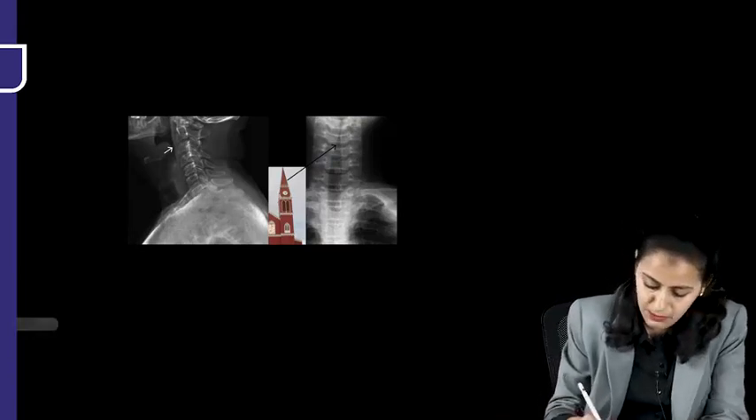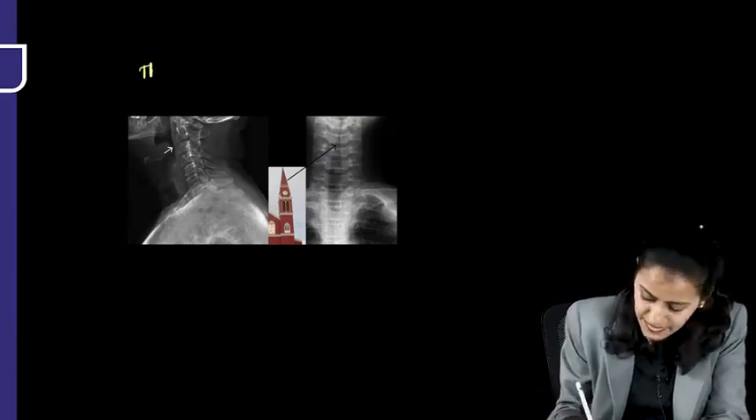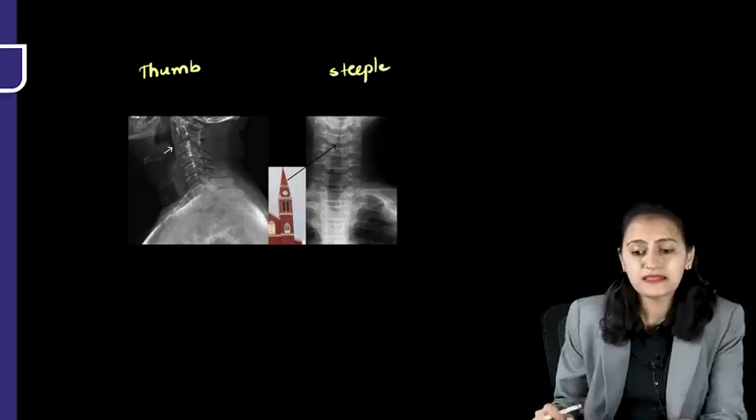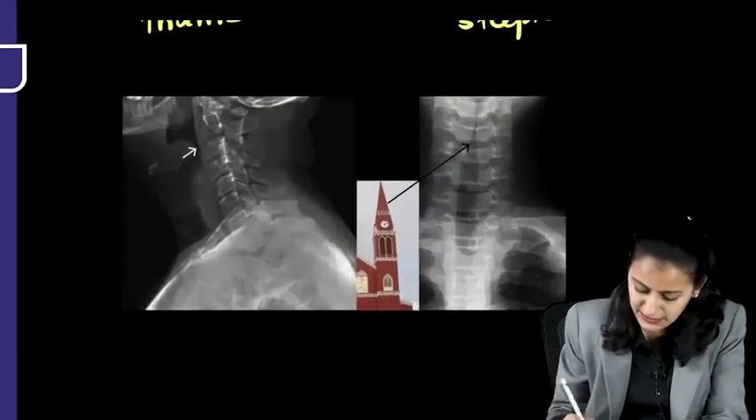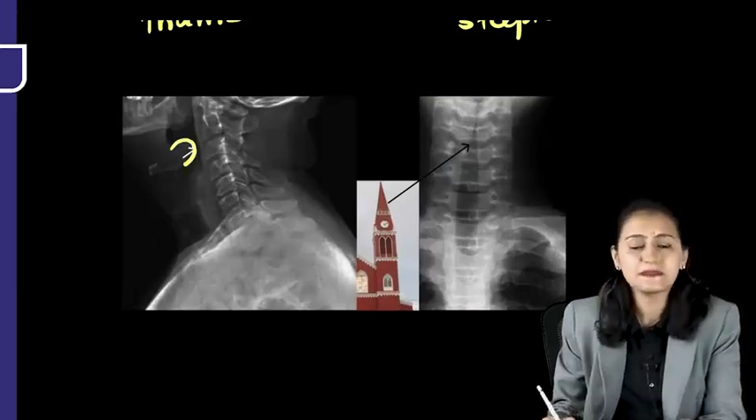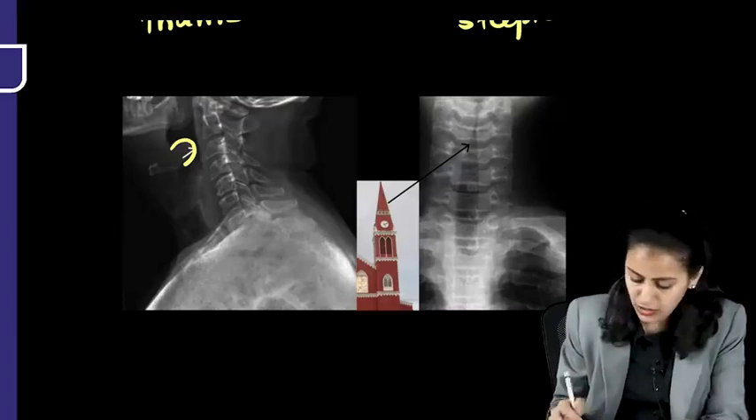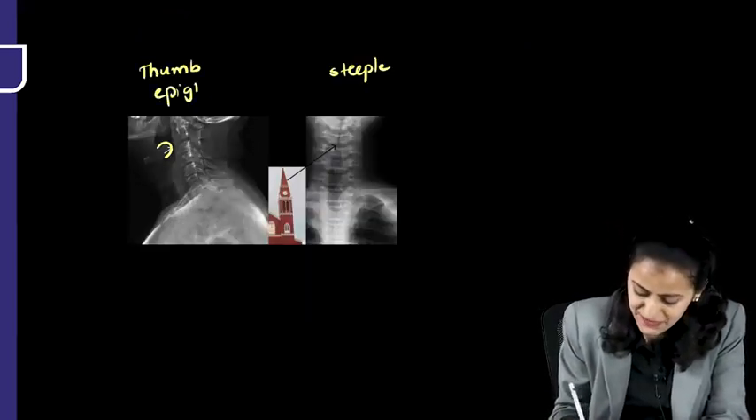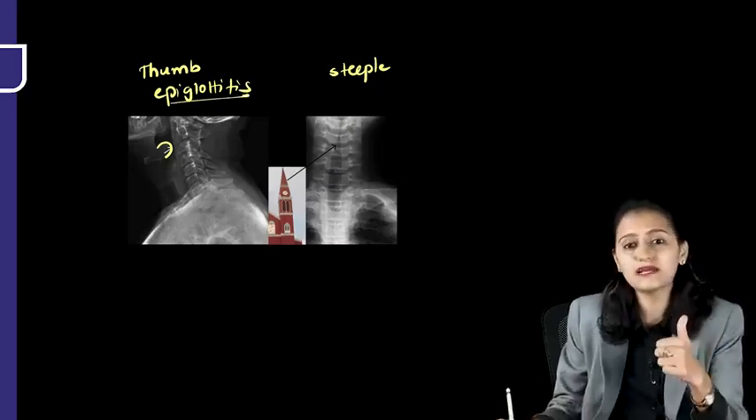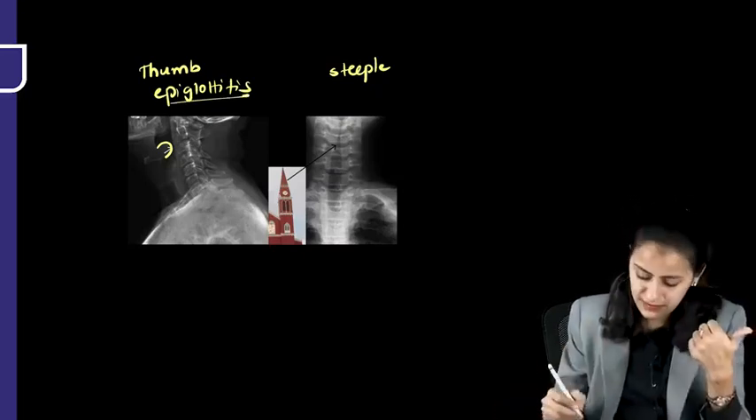Next one, very, very important signs. What are we seeing here? The thumb sign and the steeple sign. The thumb sign is seen in, so look at the appearance of the epiglottis here. The epiglottis looks like a thumb. It's a thickened, inflamed epiglottis. So this is seen in acute epiglottitis. This is a feature of acute epiglottitis, which shows the thumb-like thickening.